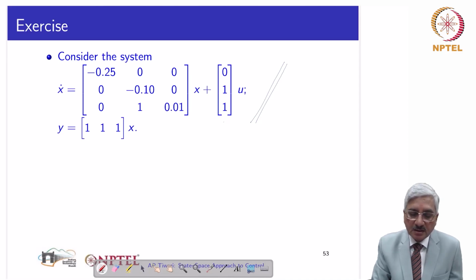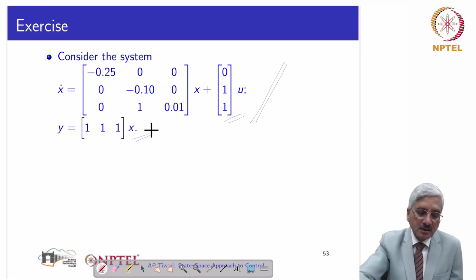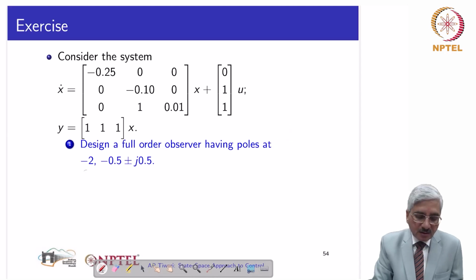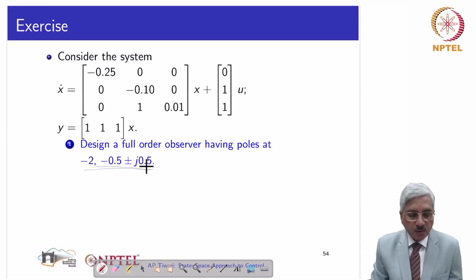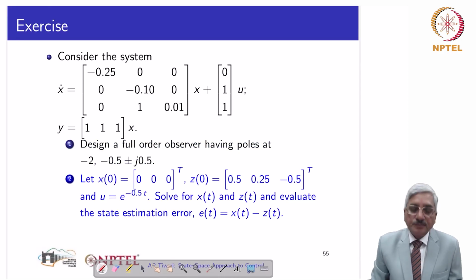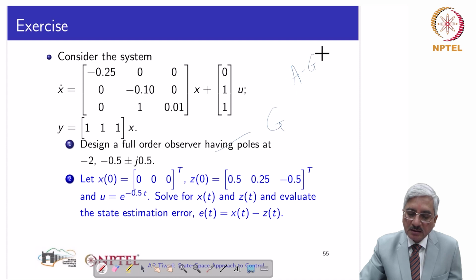As an exercise, you can consider this third order system, in which A is given like this, B is given like this, and this is the C, y equal to Cx. And you can design the observer considering these observer poles. After design, you will obtain G. Then you have to obtain A minus GC, that closed loop system matrix for the observer. Beta will of course be equal to B.